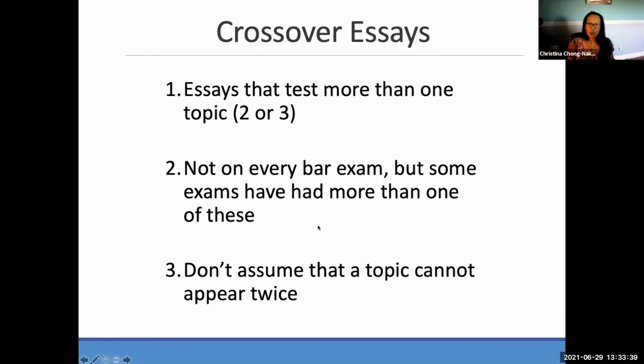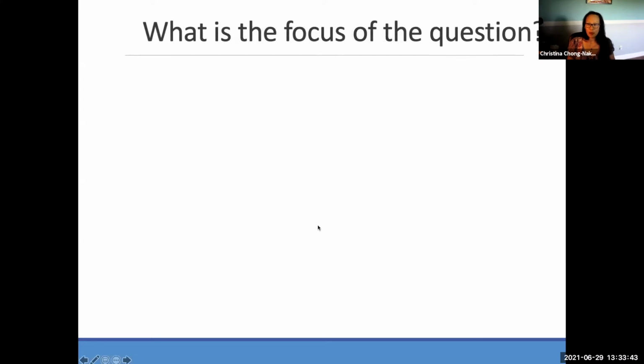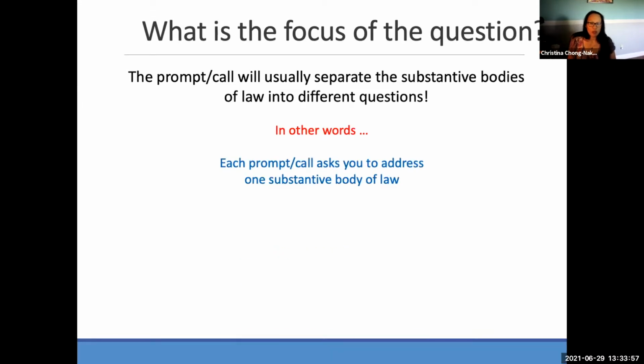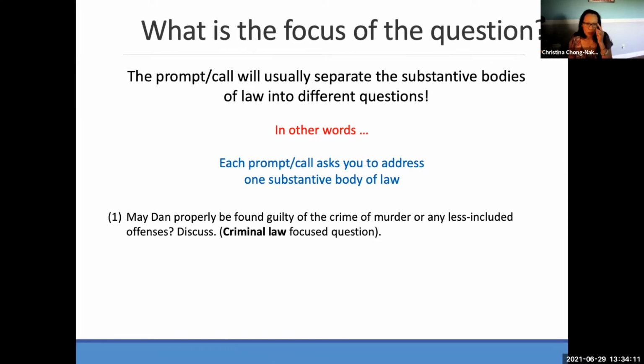Now, how do you actually approach this? You approach it by figuring out what is the focus of the question. Usually in crossover questions, each prompt or call will address a separate body of law. So they'll split it into different questions. In other words, each prompt will ask you to address only one substantive body of law. They'll split it up like this: May Dan properly be found guilty of a crime of murder or any lesser included offenses? Discuss. So, first thing you want to do is ask what area of law? Well, this is crim law focused.